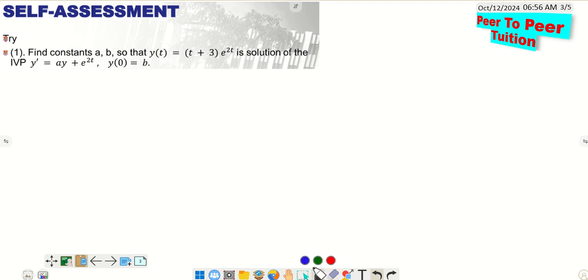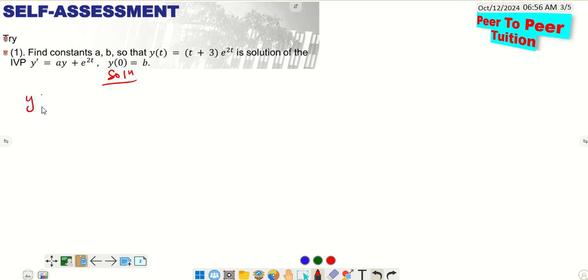Let's solve this question step by step. Now we are to find the constants a and b, given that this is a solution to the differential equation. So to solve this question, we have to start from this.